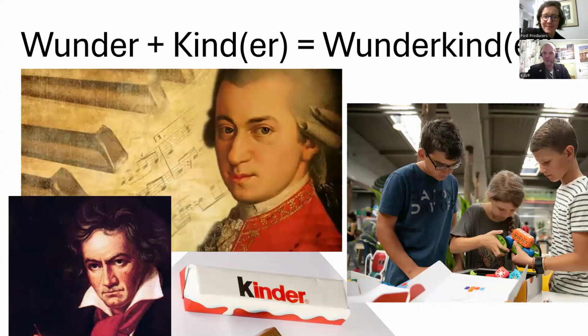Now, you'll also have heard the word Wunderkind. We have our Mozart there, we have our Beethoven. Wunderkind means child prodigy, so a child who is very, very good at something, in this case, music. And of course, we know the word for child, Kind, or Kinder in the plural, because we know the popular chocolate brand Kinder.